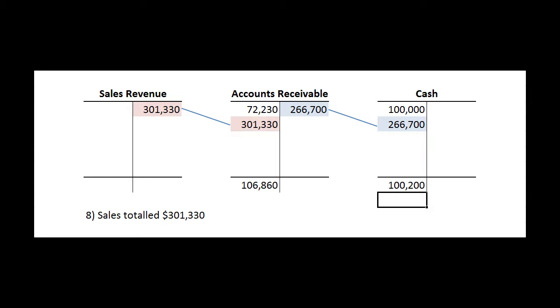So with accounts receivable, make sure I put it on the right side. We start with $72,230 and we end with $106,860. All that I've done there is take that information from the balance sheet. Nothing tricky with that.